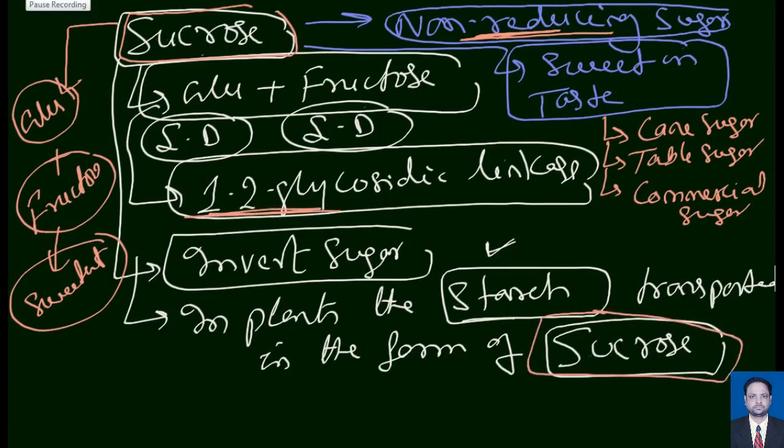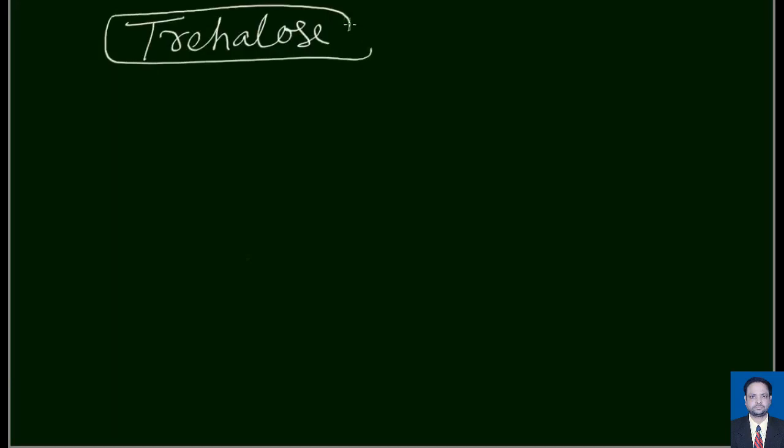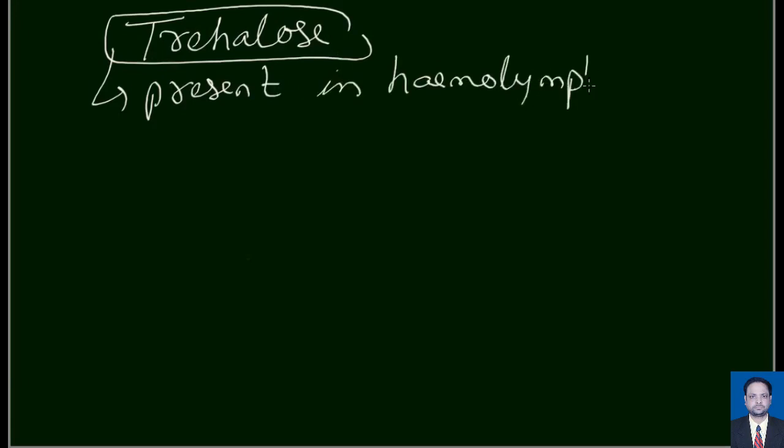Okay, next let's move to the next compound, called trehalose. Trehalose is a type of oligosaccharide or disaccharide normally found in the hemolymph of insects. These are normally present in the fluid, the hemolymph of insects.